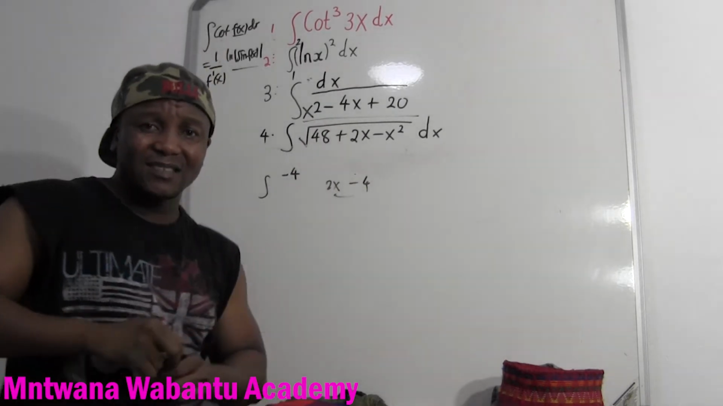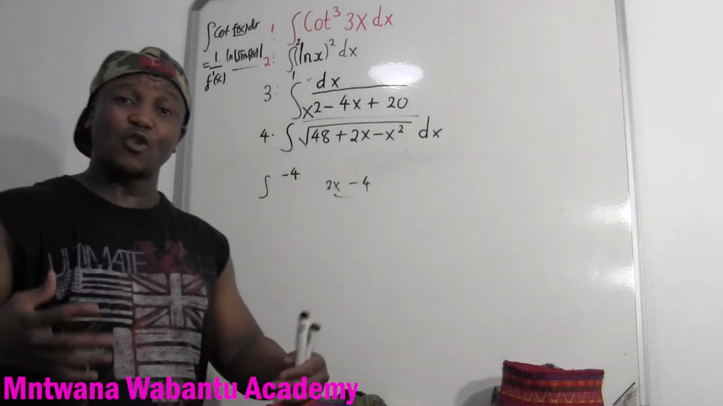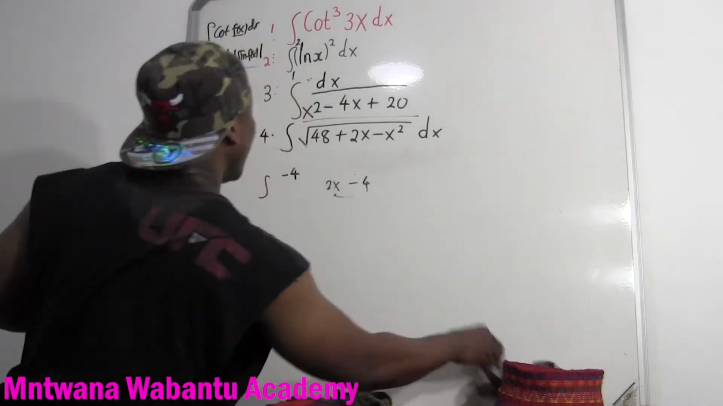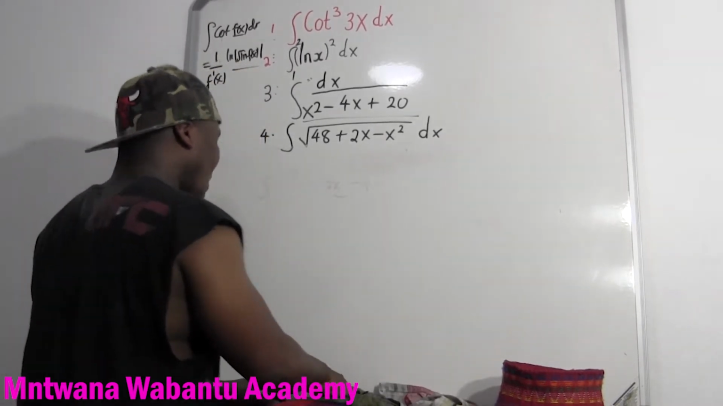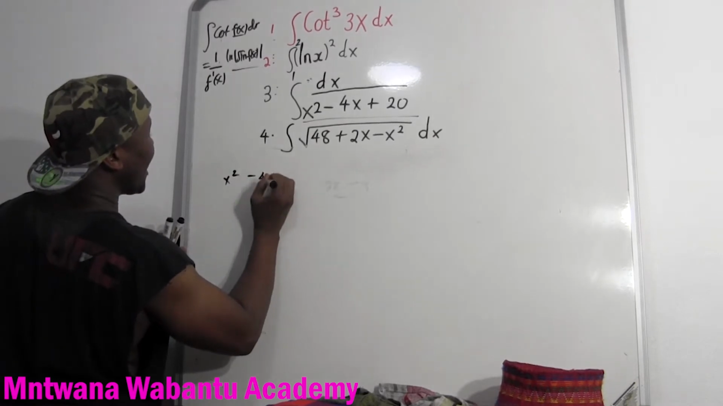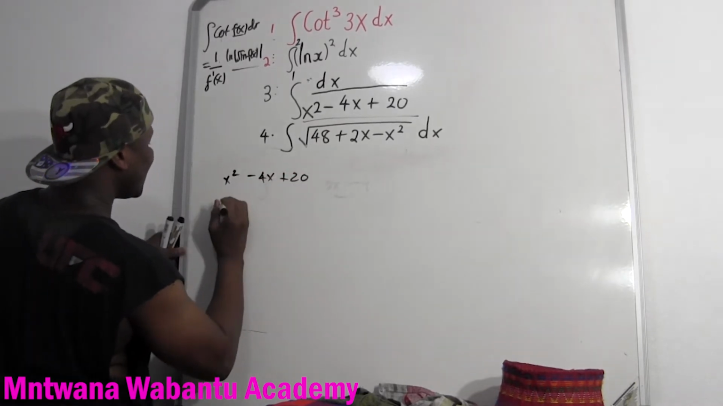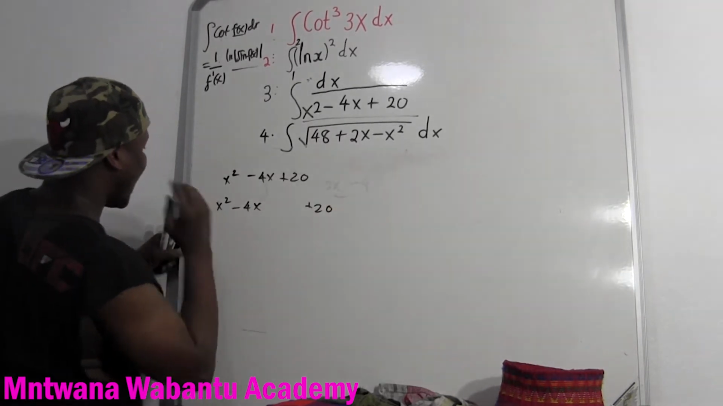So there's a chance this will be completing the square. After completing the square, we can get trigonometric, and then we can start from there, okay? Now let's go. I'll just complete the square on this one. So let me take x squared, and then -4x plus 20. If you complete the square, it's going to be x squared, and then -4x. And let me separate this, going to be 20 now.